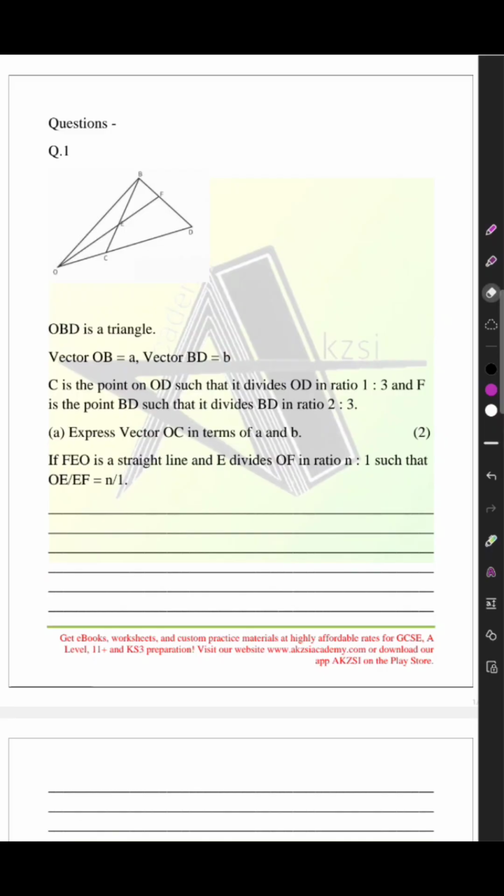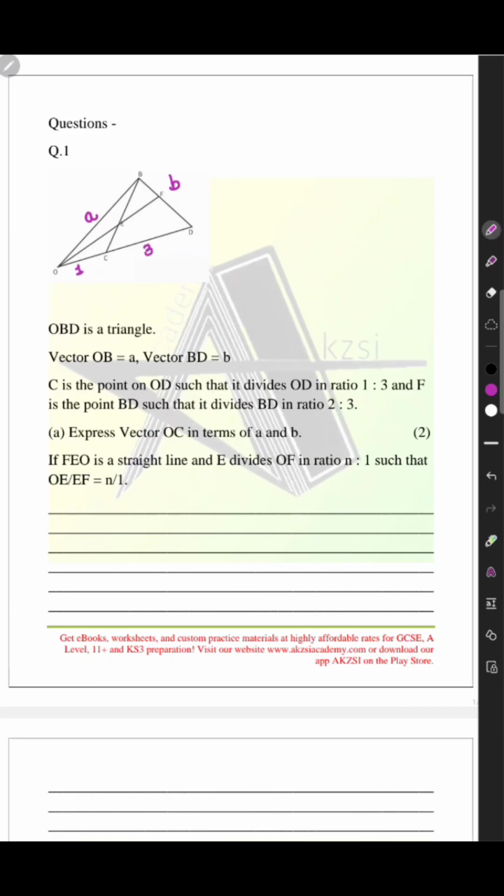So let's get started. Question number 1 says OBD is a triangle, and let me name them one by one. OB is a, so this whole vector is a. Vector BD is b, so this whole BD is b. Then C is the point on OD such that it divides OD in the ratio 1:3. So this point is dividing this into the ratio 1:3. This is one part and this is three parts.